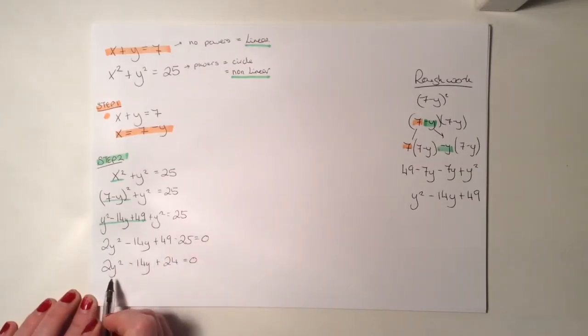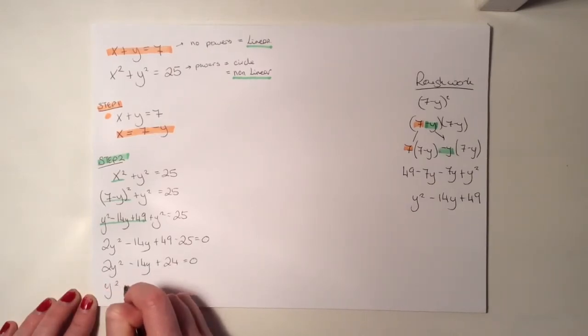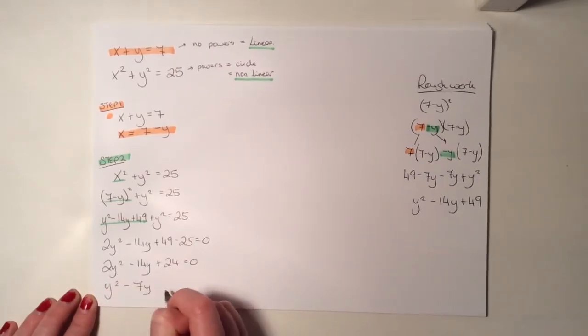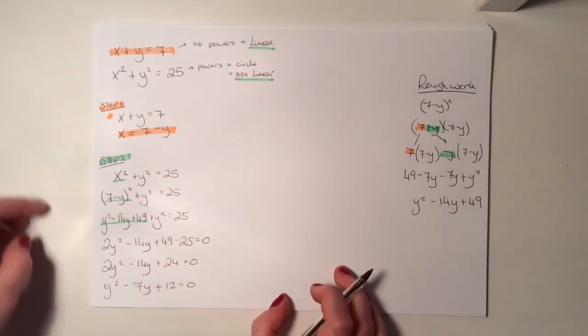Now, we've got a quadratic. And what I mean by quadratic is we've got y squared, y, number. We want to factorize these. Now, you could factorize from here, or you could spot that there's 2, 14, 24 that we could divide down by 2, to make our factorizing a lot easier.